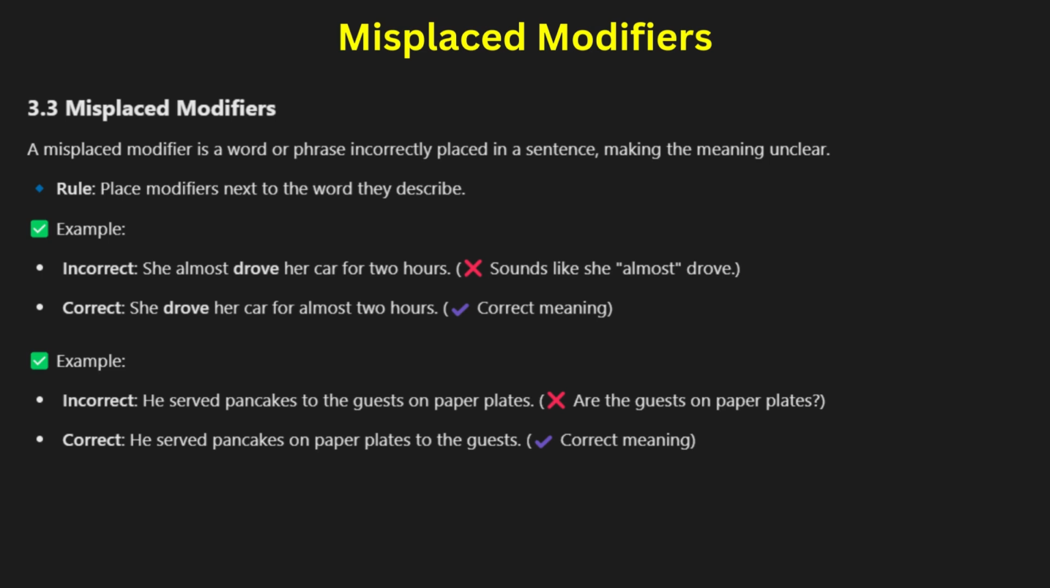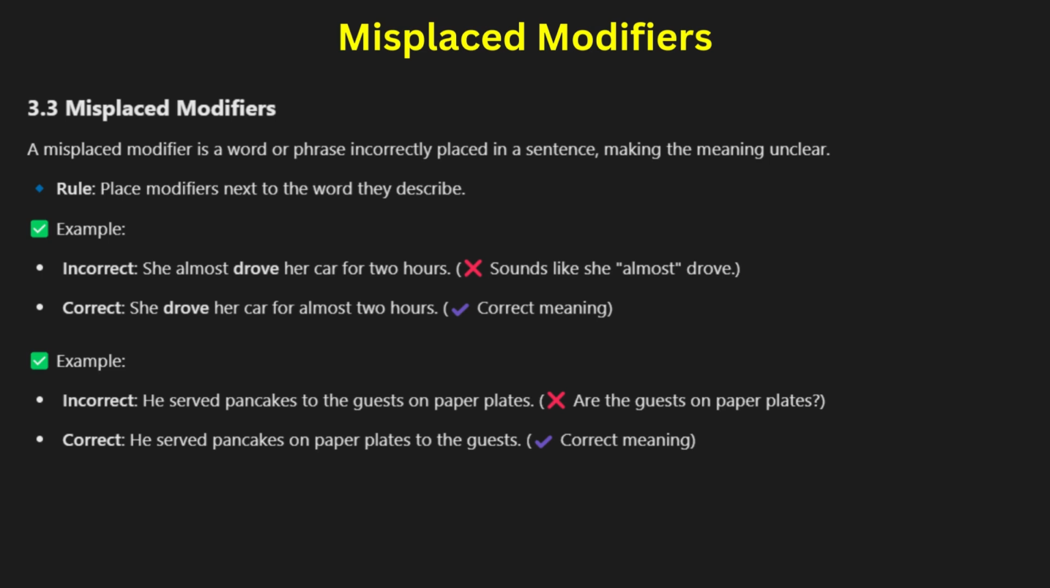Misplaced modifiers. A modifier is a word or phrase that describes another part of the sentence. When misplaced, it leads to confusion. For example, "she nearly drove her car for 5 hours". That is the incorrect sentence because it suggests she almost drove but did not. The correct version is "she drove her car for nearly 5 hours".